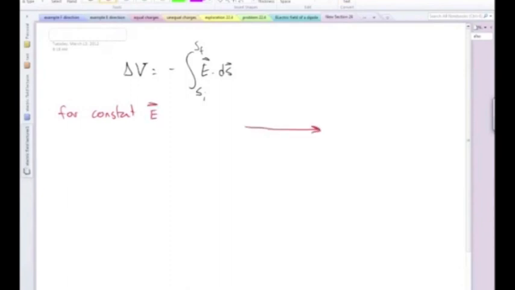So I'm going to write that again over here. Delta V equals minus the integral of E dot ds, between some initial point and some final point. Now let's look at a simple case where the electric field is constant. This is the case of a capacitor, the electric field inside a capacitor between the two plates. So if the electric field is constant, and let's say that the electric field points from left to right, given by these red arrows, parallel because it's constant, then what does this integral give us?